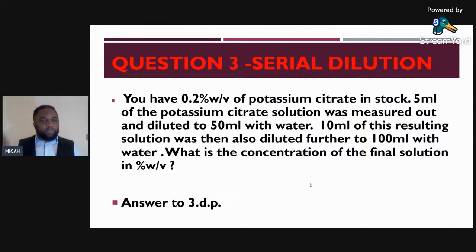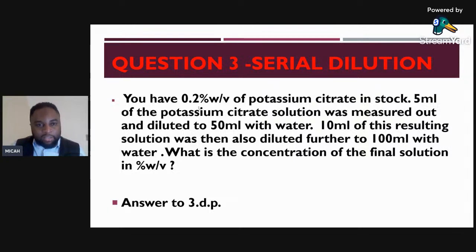Concentration in percentage weight per volume means how many grams would it be if the volume was 100 ml? If the volume were to be 100 ml, how many grams would we have in 100 ml? That's all it means. So concentration of the stock solution is still the same as the 5 ml you've poured out. The concentration hasn't changed. The amount of drug may change because you have a smaller volume, but the concentration hasn't really changed. So that 5 ml still has the same concentration as 0.2.